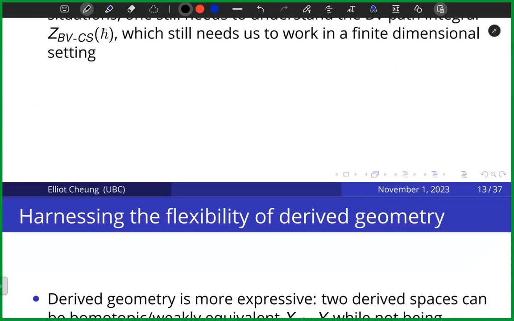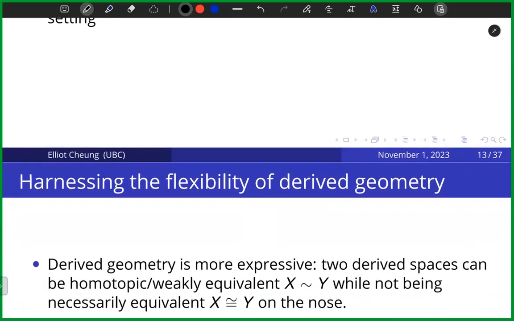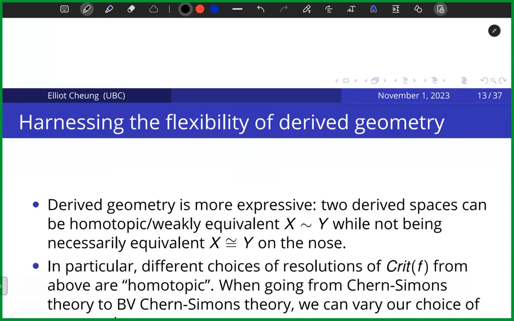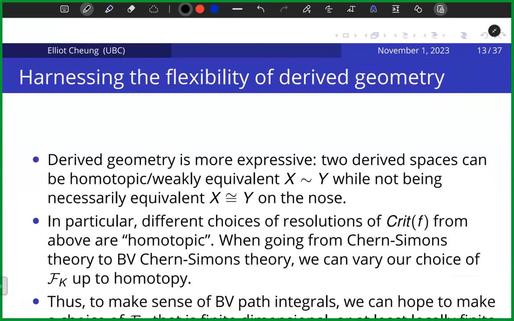So to get around that, we can harness the flexibility of derived geometry. In derived geometry, spaces can be homotopic or weakly equivalent, while not being necessarily equivalent on the nose. Back up there, when I was talking about resolving crit F, there can be many choices of resolution, and the different choices are homotopic derived spaces. So when we choose a resolution, we can vary our choice up to homotopy.